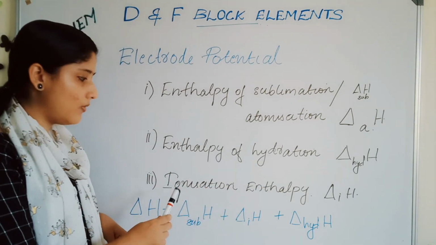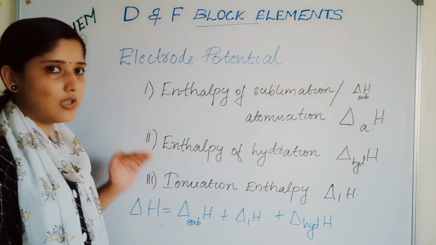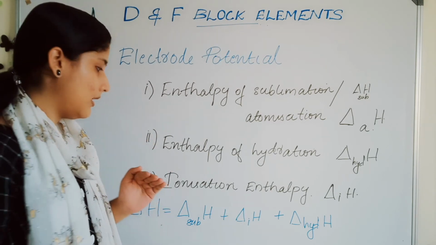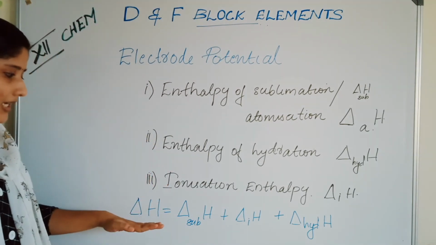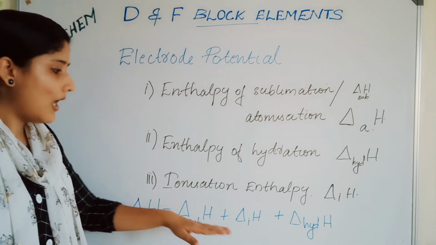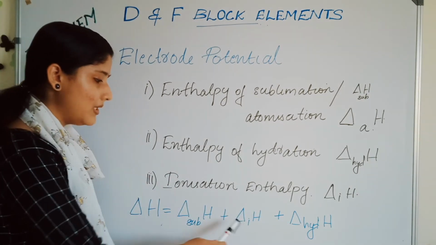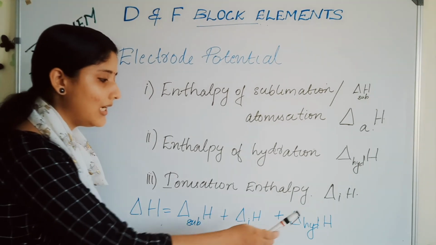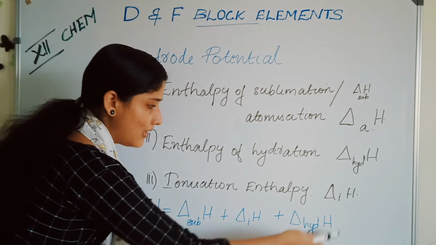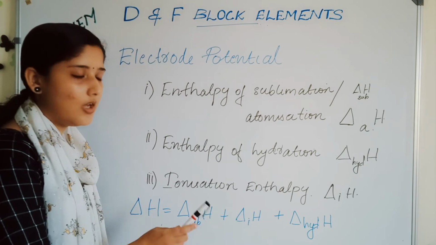Next factor is what we have discussed, ionization enthalpy. These 3 factors are dependent on the stability of a metal in its aqueous solutions. Hence, total enthalpy change, delta H, will be the sum of enthalpy of sublimation plus ionization enthalpy plus the hydration enthalpy. These two enthalpies are the energy required, and the delta H hydration is the energy released. It will be usually negative. The energy released will be usually negative, and these two values will be usually positive.